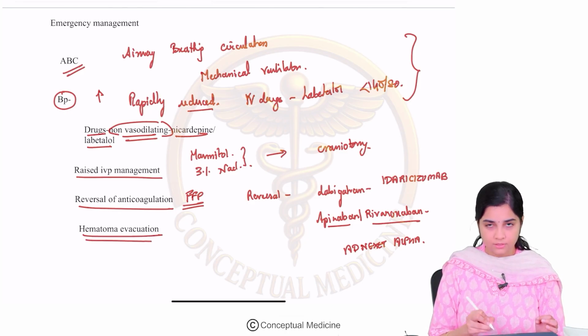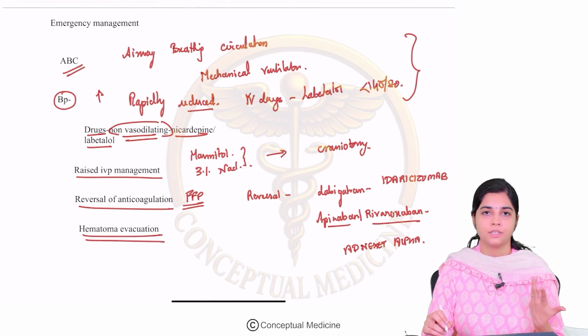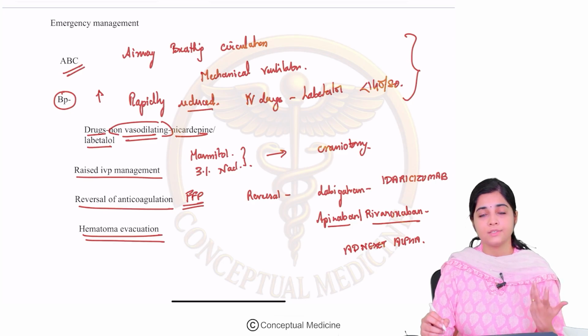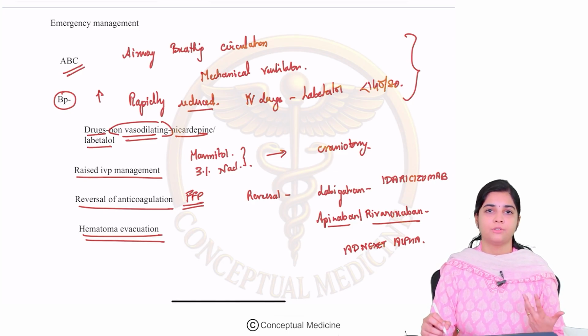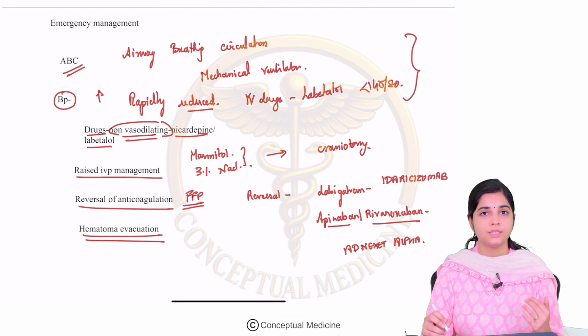Finally, as a last resort, if the bleeding is continuing and there is no improvement in the neurological status, you may have to do a hematoma evacuation. Okay, so this is about the various management options for a patient presenting with hemorrhagic stroke.